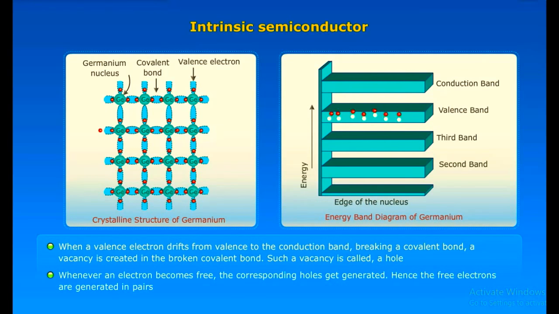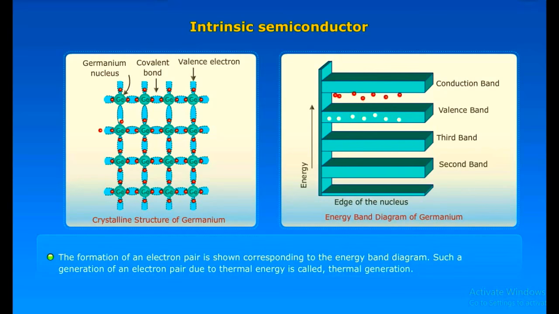Whenever an electron becomes free, the corresponding hole gets generated. Hence, the free electrons are generated in pairs. The formation of an electron-hole pair is shown corresponding to the energy band diagram. Such a generation of an electron-hole pair due to thermal energy is called thermal generation.